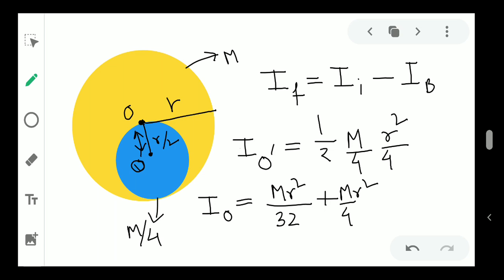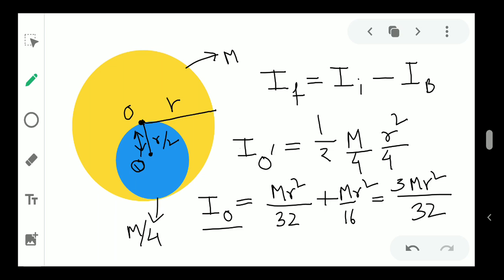Now this 4 and that 4 will be 16. So this you can do in your home only. Okay, so now what will be this one? It will be m r square, 32 will be my LCM, and that will be 3 by 32. Okay, so that will be my I0.